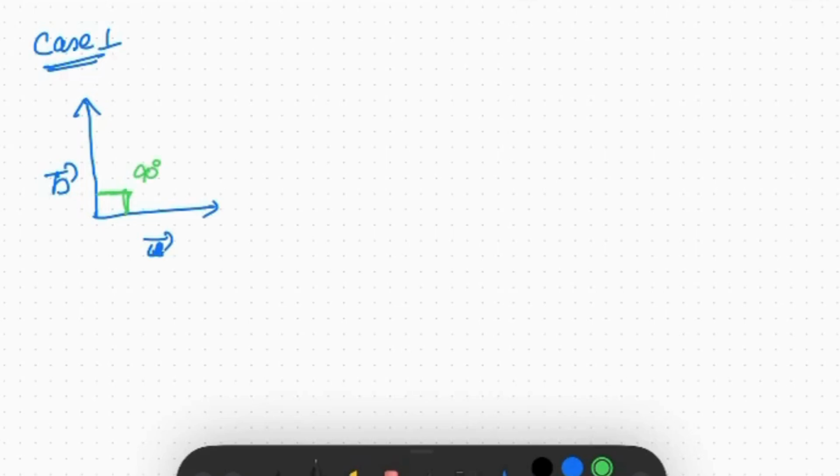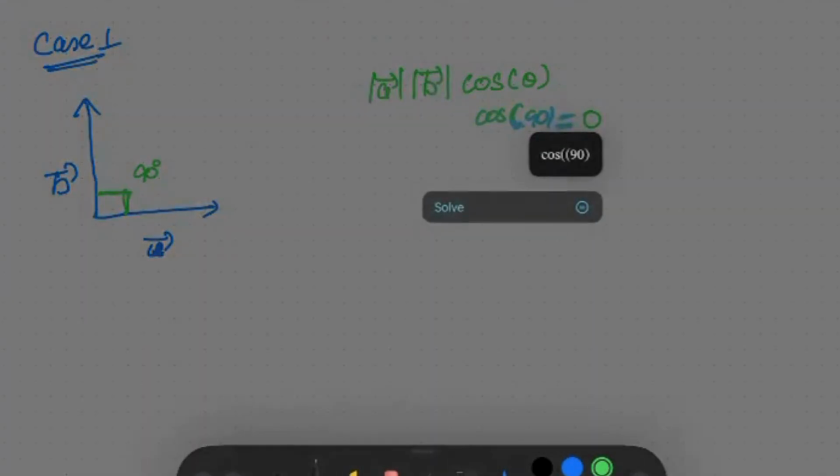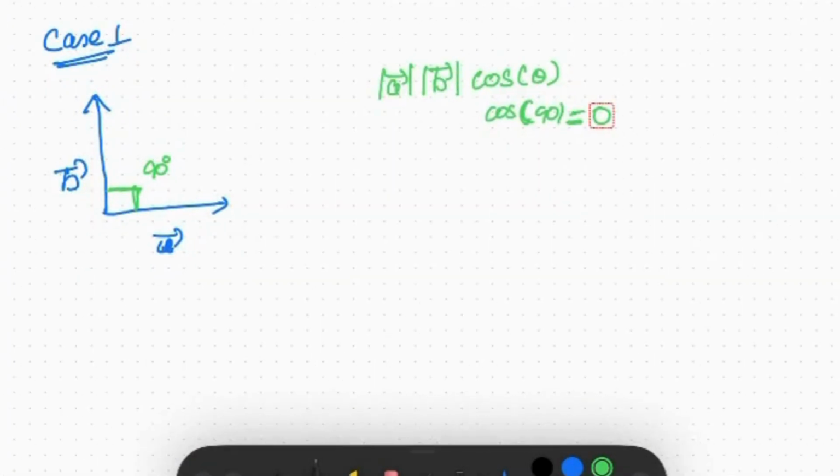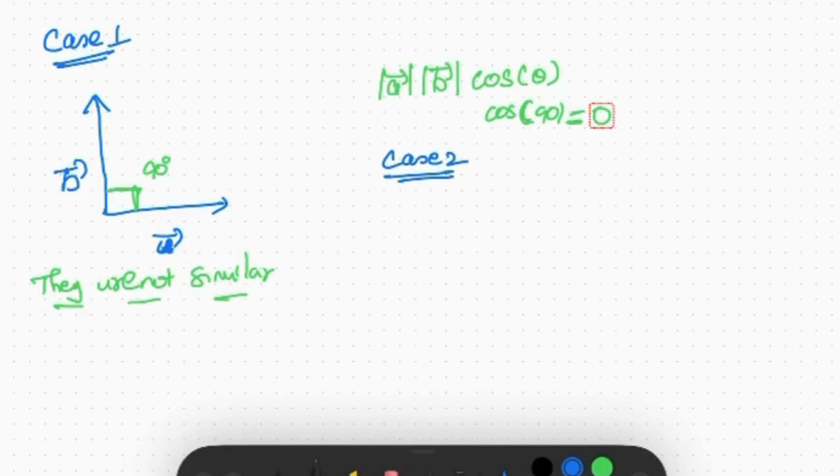So what's going to be the formula? The formula is magnitude of A vector, magnitude of B vector, and again you have cos theta. So in case 1, the theta value is 90, and cos 90 results in 0, right? So this means they are not similar. So let's take another case, which is case 2.